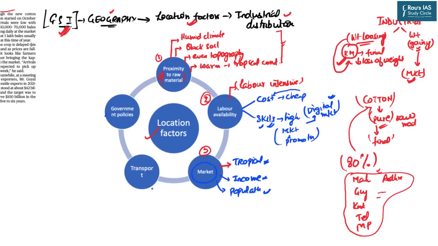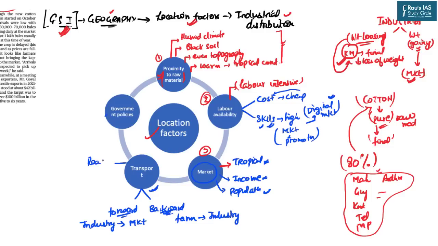The next factor is transportation. Now this transportation again provides two types of industrial linkages. We all know them, forward linkages as well as backward linkages. Now what are the backward linkages? It is farm to industry. What are forward linkages? It is industry to market. And therefore various transportation means like roads, rails, airways, waterways, etc. are required.